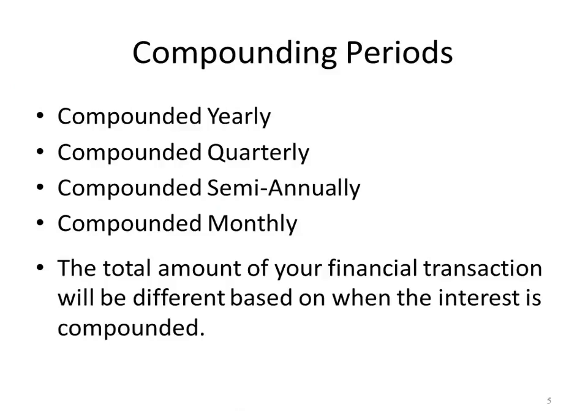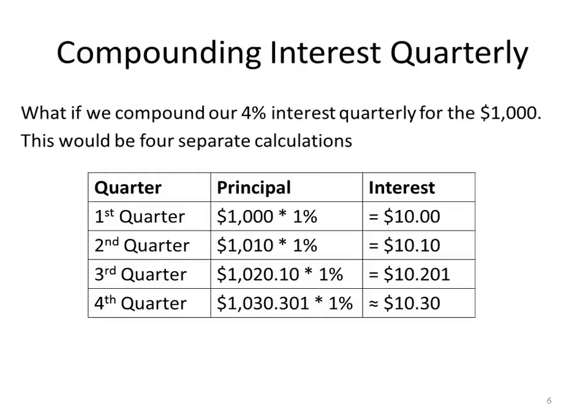When we talk about compounded interest, we need to talk about compounding periods. Interest can be compounded yearly, quarterly, semi-annually, or monthly. The total amount of your financial transaction will be different based on when the interest is compounded. So for example, let's say that we have that $1,000 we put into a savings account. This time we're going to compound it quarterly. That means that we will divide that 4% interest, and we will use a 1% interest rate for 4 quarters, which will give us a total of 4% for the year.